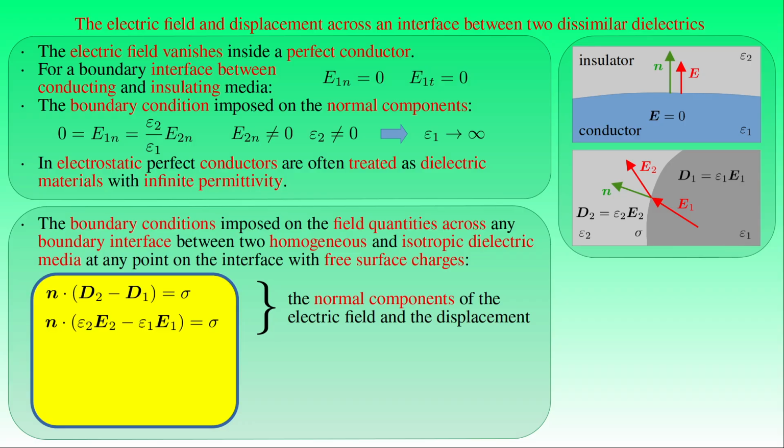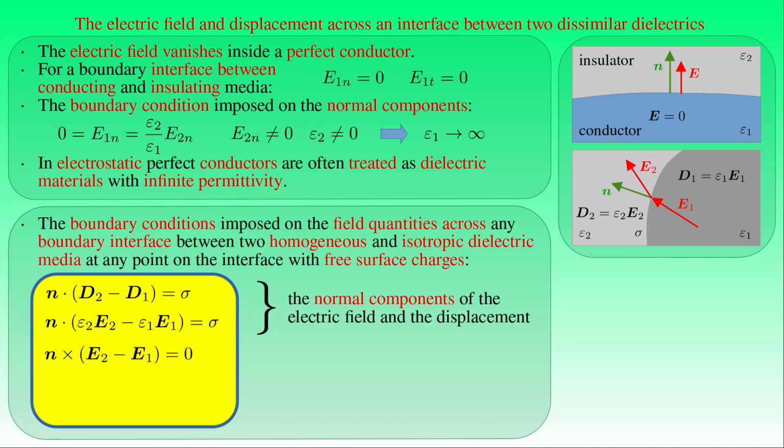the displacement field, and we need two other equations for the boundary conditions of the tangential components of the field quantities. The third equation states that the electric field is always continuous across the boundary interface in the tangential direction with respect to the interface, as the vanishing cross product indicates that the discontinuity in the electric fields E1 and E2 is parallel with the normal vector n.